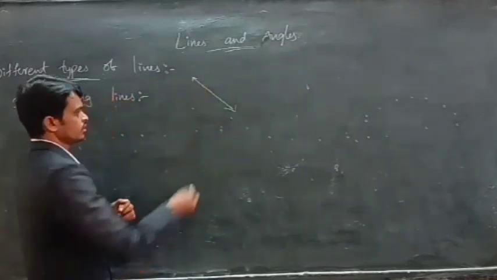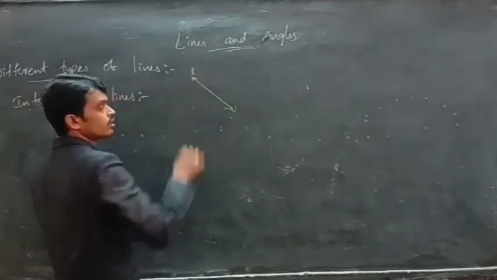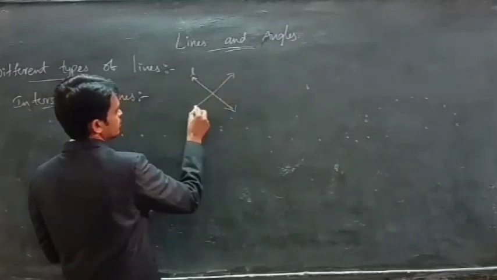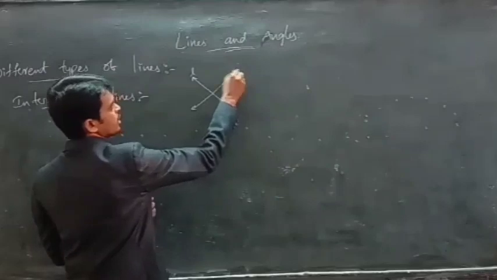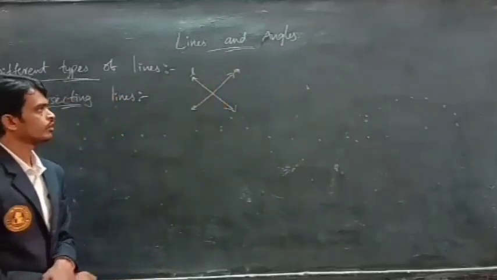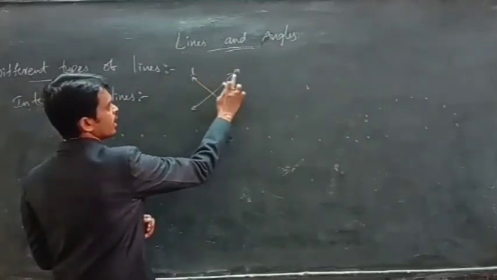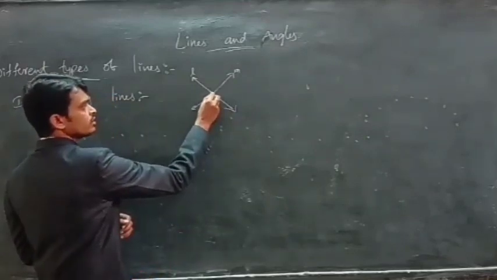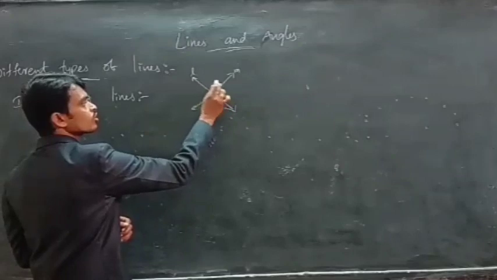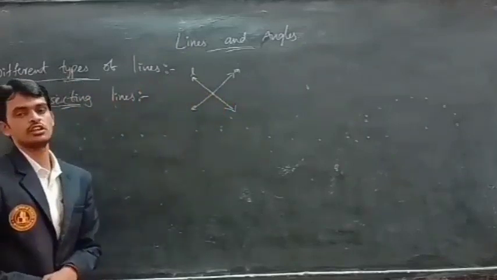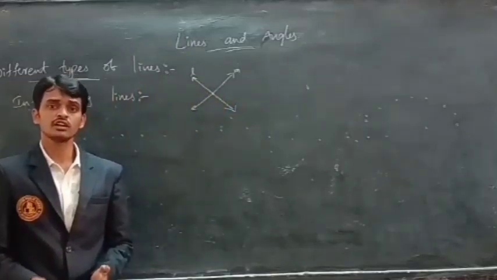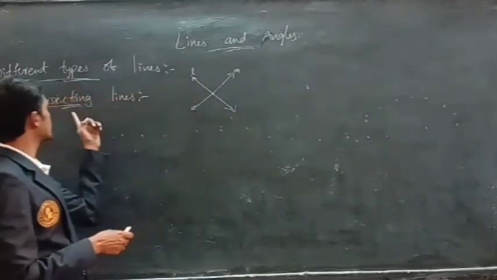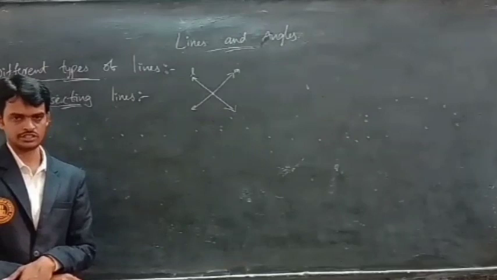This is one line that is named line L, and this is another line, named M. These two lines L and M have a common point, so these two lines are called intersecting lines. Lines which have a common point are called intersecting lines.